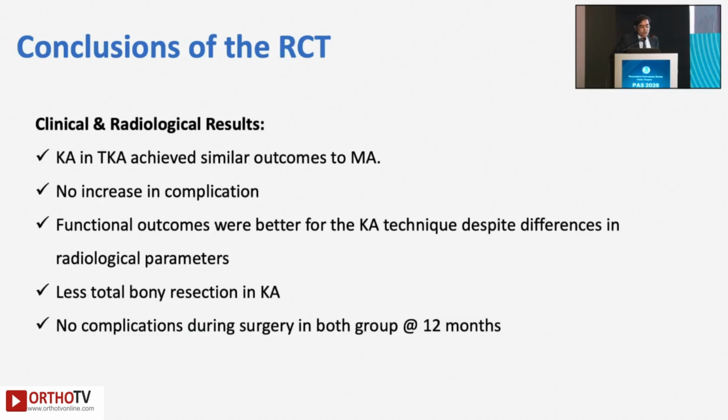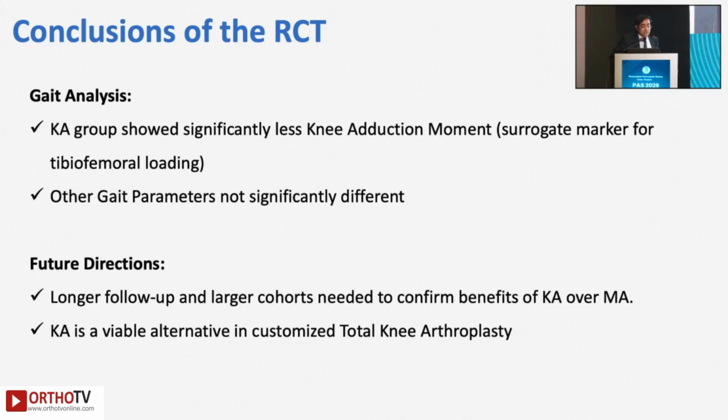So the conclusion was that kinematic alignment TKA achieved similar outcomes to mechanical alignment. There was no increase in complications. Although we found the amount of bony resection was much less in kinematic alignment, the functional outcomes were better in kinematic alignment. As far as the gait analysis was concerned, the kinematic alignment group showed significantly less knee adduction moment. Other parameters were not significant.